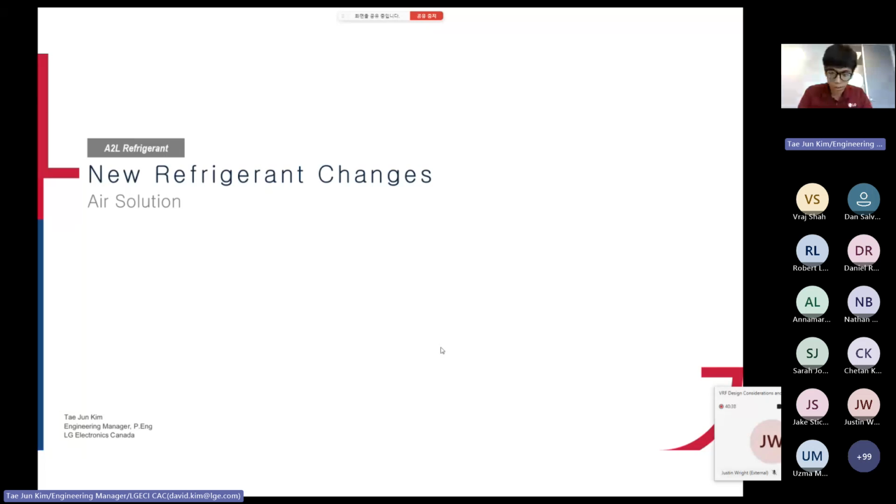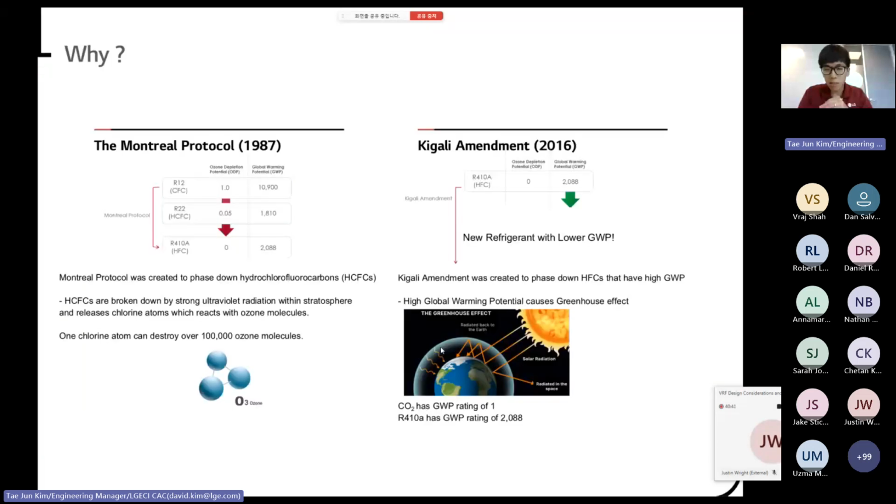So as most of you guys know already, we are facing an era where we have to introduce a new refrigerant. Back in 1987, with the Montreal Protocol, we decided to phase out the R22 refrigerant and introduce the R410A, which has a 0 ODP. But the downside of the R410A is that it has a high GWP rating, which is 2088. The GWP is basically the equivalent of CO2. CO2 has a GWP rating of 1.